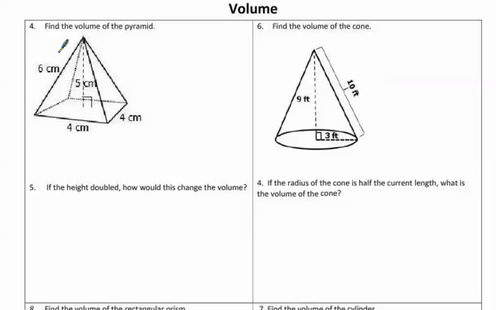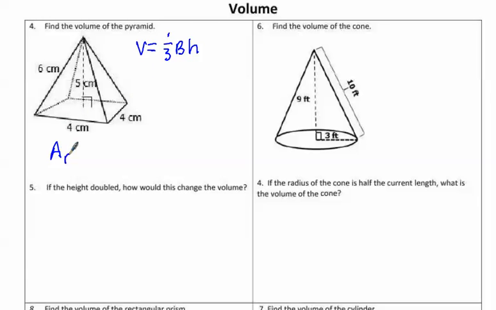Let's review volume. Find the volume of the pyramid. First, let's write down our formula. You get 1/3 base, area of the base, times height. I know this is area of the base because it is a capital B.